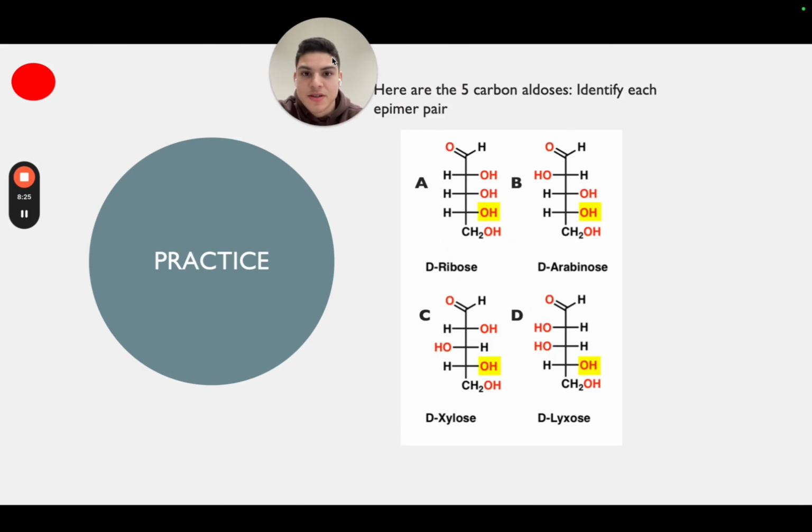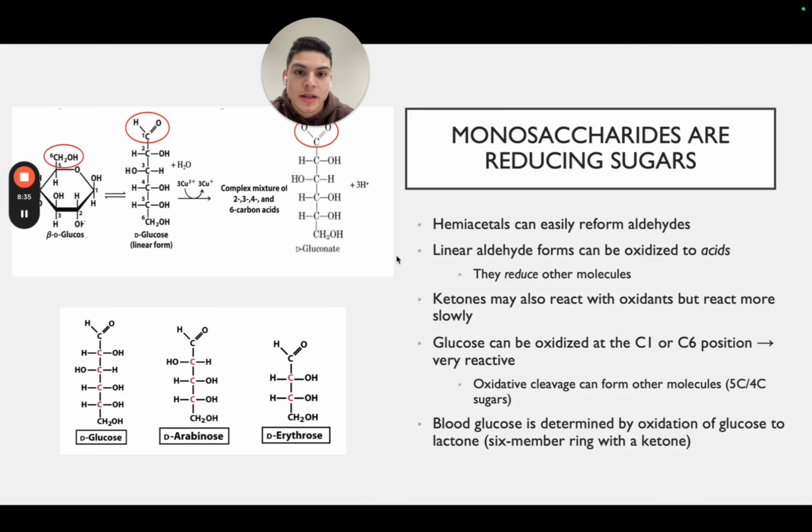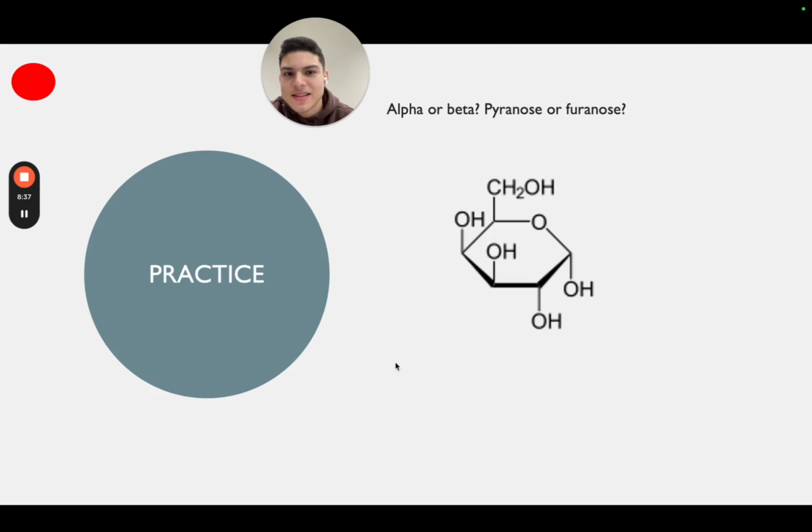Here are some practice problems in terms of 5 carbon aldoses. Identify each epimer pair. You can just run through the slide deck. I would have posted it by now. So run through it. These are just some examples for you to go through. But I didn't tell you about epimers.